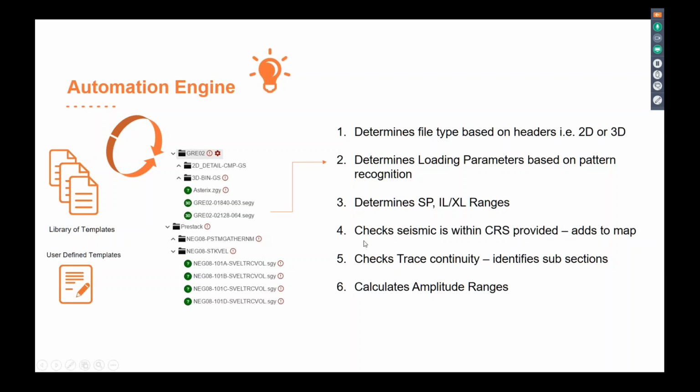It checks that the seismic is within the CRS that you have chosen for it and adds it to the map. It checks the continuity of the traces and identifies any subsections if you have them. So if a 2D line has a break in the shot points, it will identify that and then calculates the amplitude ranges.